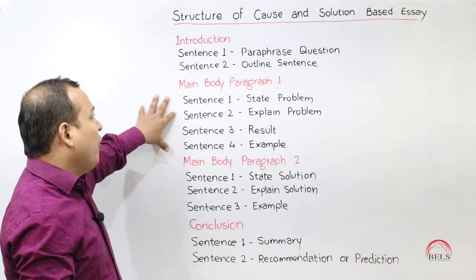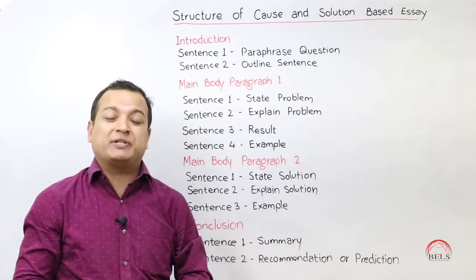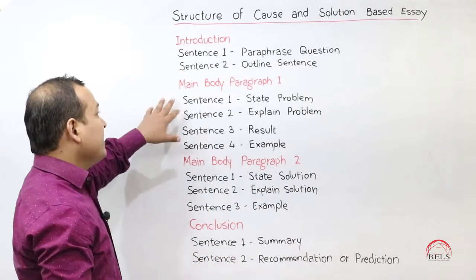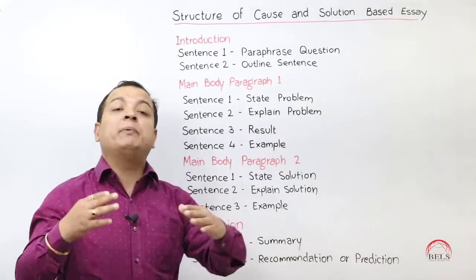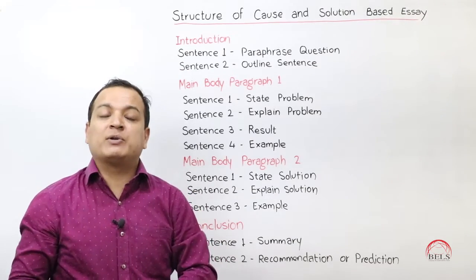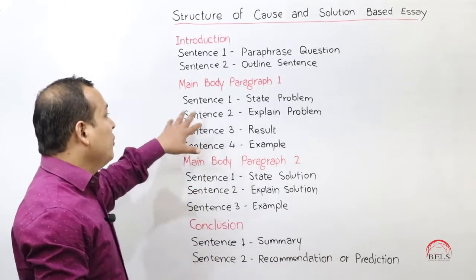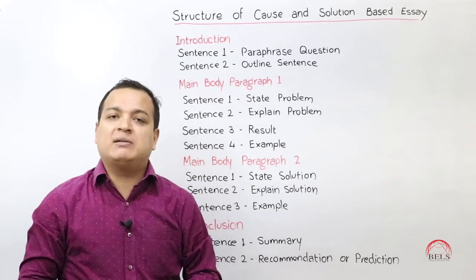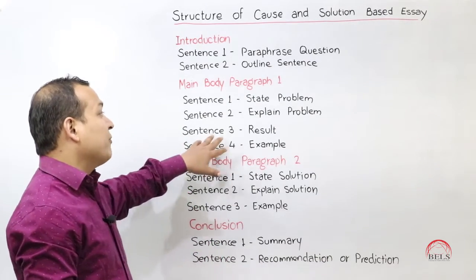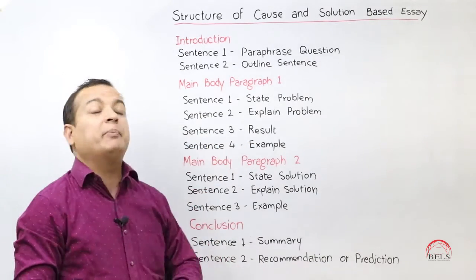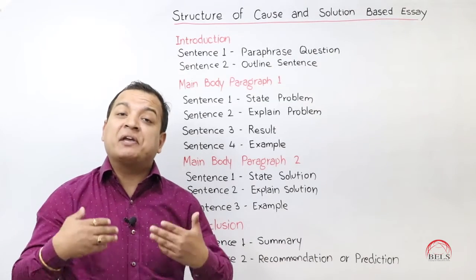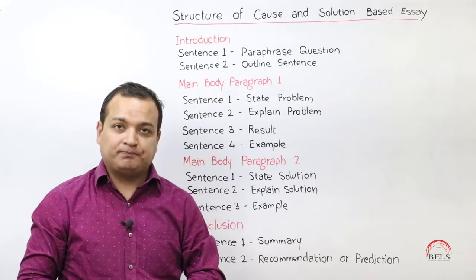Now, there are 4 sentences you have to use in the body paragraph 1. The first sentence will state the problem. You're writing the points. You can say the primary cause of this is, and write down the cause of that. You will explain the cause in detail. Then you will be giving the result of that. And the 4th sentence will be an example. That means you will be giving an example to support it in a better way.